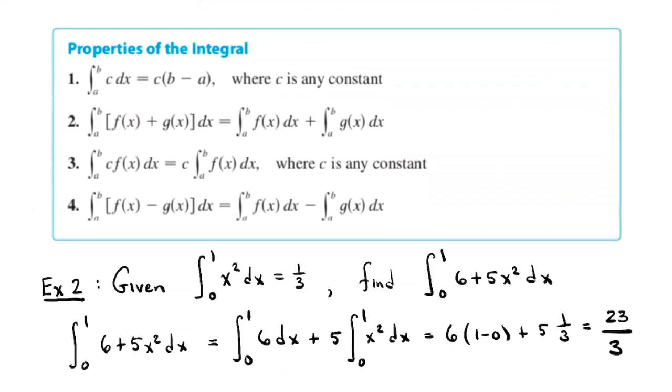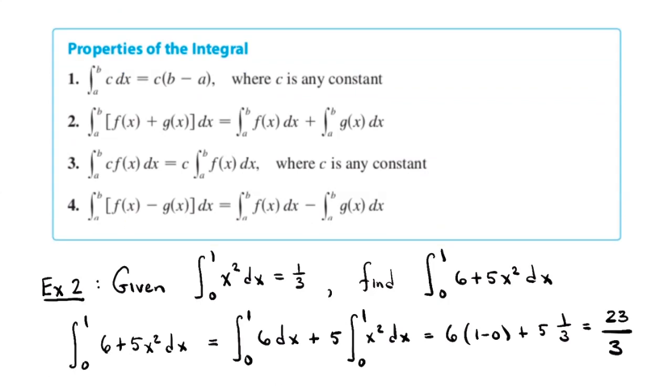These are very similar to the kinds of properties that we see, at least 2, 3, and 4, for limits and derivatives. What do they say? The integral of the sum is the sum of the integrals. You can pull constants through the integral. The integral of a difference is the difference of the integrals. Those are all very familiar sounding properties with respect to limits and derivatives. So they hold for integrals as well.